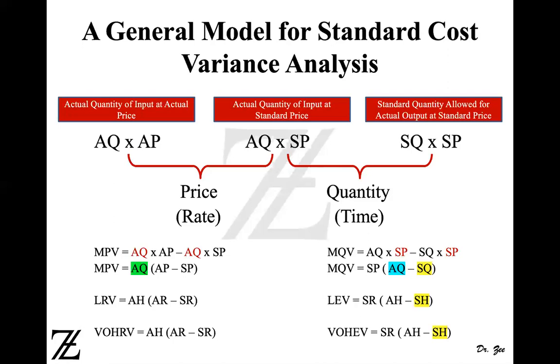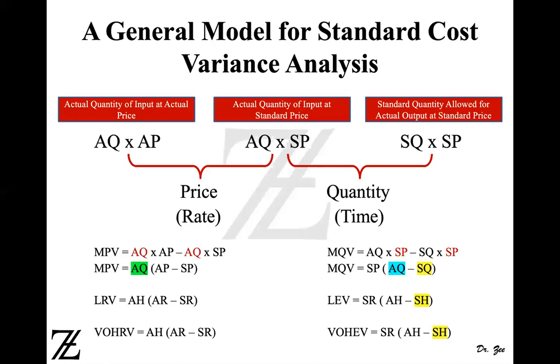Now the important thing about those formulas is the parts that I highlighted. These are the most important part. Material price variance has AQ times AP minus SP, and material quantity variance has SPU times AQ minus SQ. Now those AQ in the material price variance, highlighted in green, and AQ in the material quantity variance, highlighted in blue, may or may not be the same.